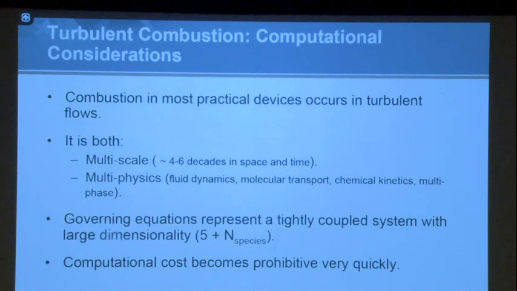so the number of species here would be, let's say, 100, plus the 5 conserved variables.